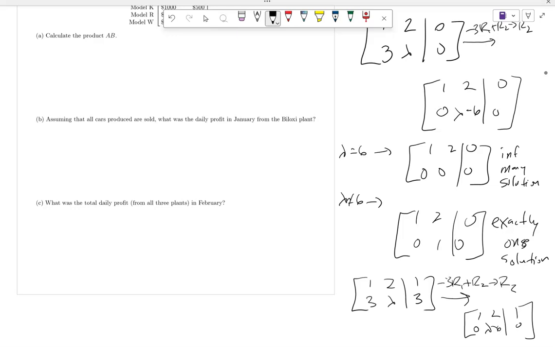Other question? Matt: Just because lambda does not equal 6, how do you know for sure that bottom one's going to be a 1? Well, if lambda is not equal to 6, then your row operation is 1 over lambda minus 6 times row 2, and replace row 2. So it doesn't matter what lambda is. As long as it's not 6, I can divide by the number. So then I just divide by the number.